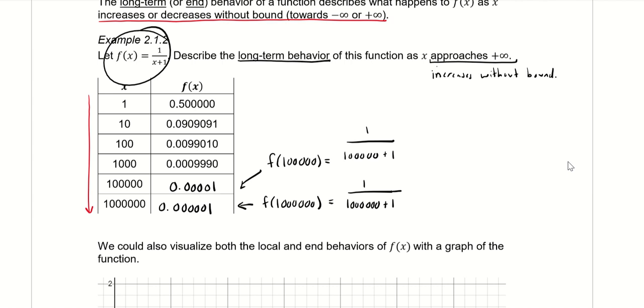Now we're starting to see a pattern here, even with just this few values of x that we're plugging in. Notice we start with an f of x value of 1/2, but as we start to increase our values of x, f of x really starts to decrease, and it looks like it's approaching 0, at least from the work we've done so far. So I could say here, f of x approaches 0 as x increases without bound.